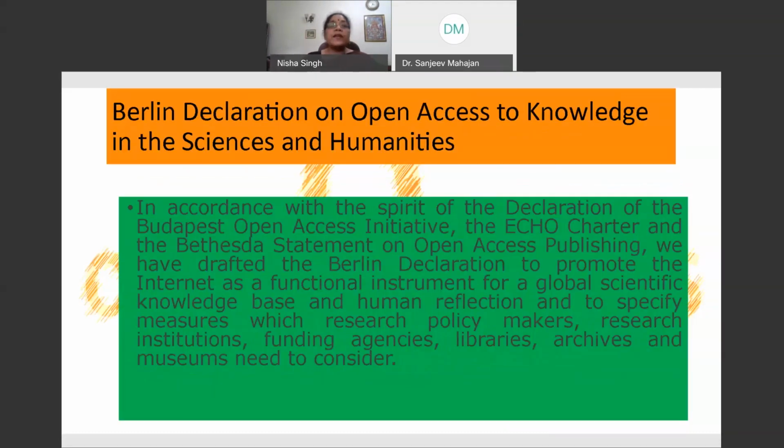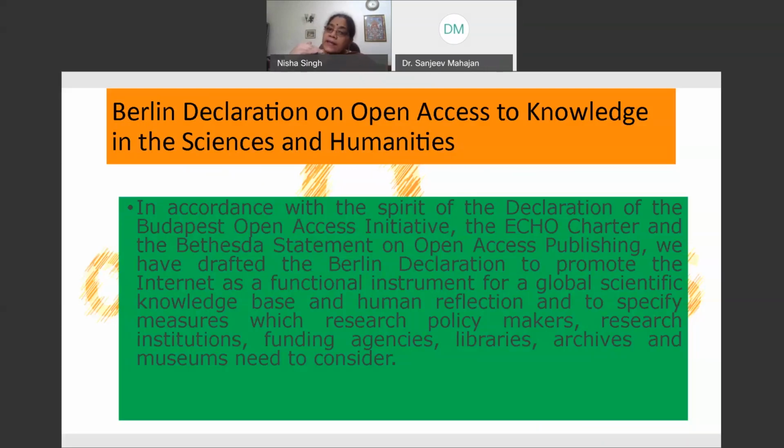Then subsequent to that, there was a Berlin declaration, which is basically on open access to knowledge in science and humanities. So that is what they said: in accordance with the spirit of the Declaration of Budapest Open Access Initiative, the Bethesda Statement and others, they have drafted a Berlin declaration, which says to promote the internet as a functional instrument for the global scientific knowledge base and human reflection, and to specify measures which research policy makers, research institutions, funding agencies, libraries, archives, and museums need to consider.